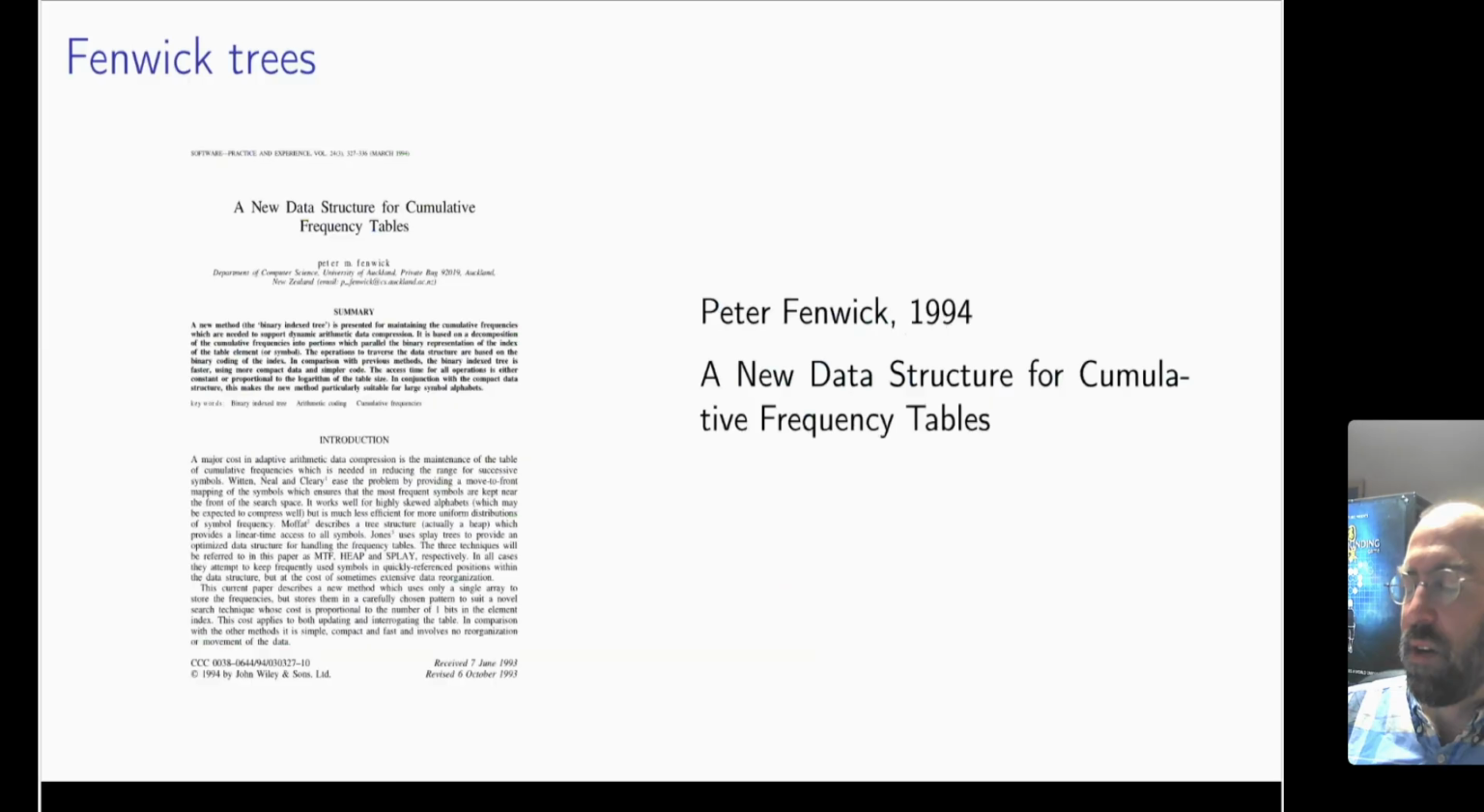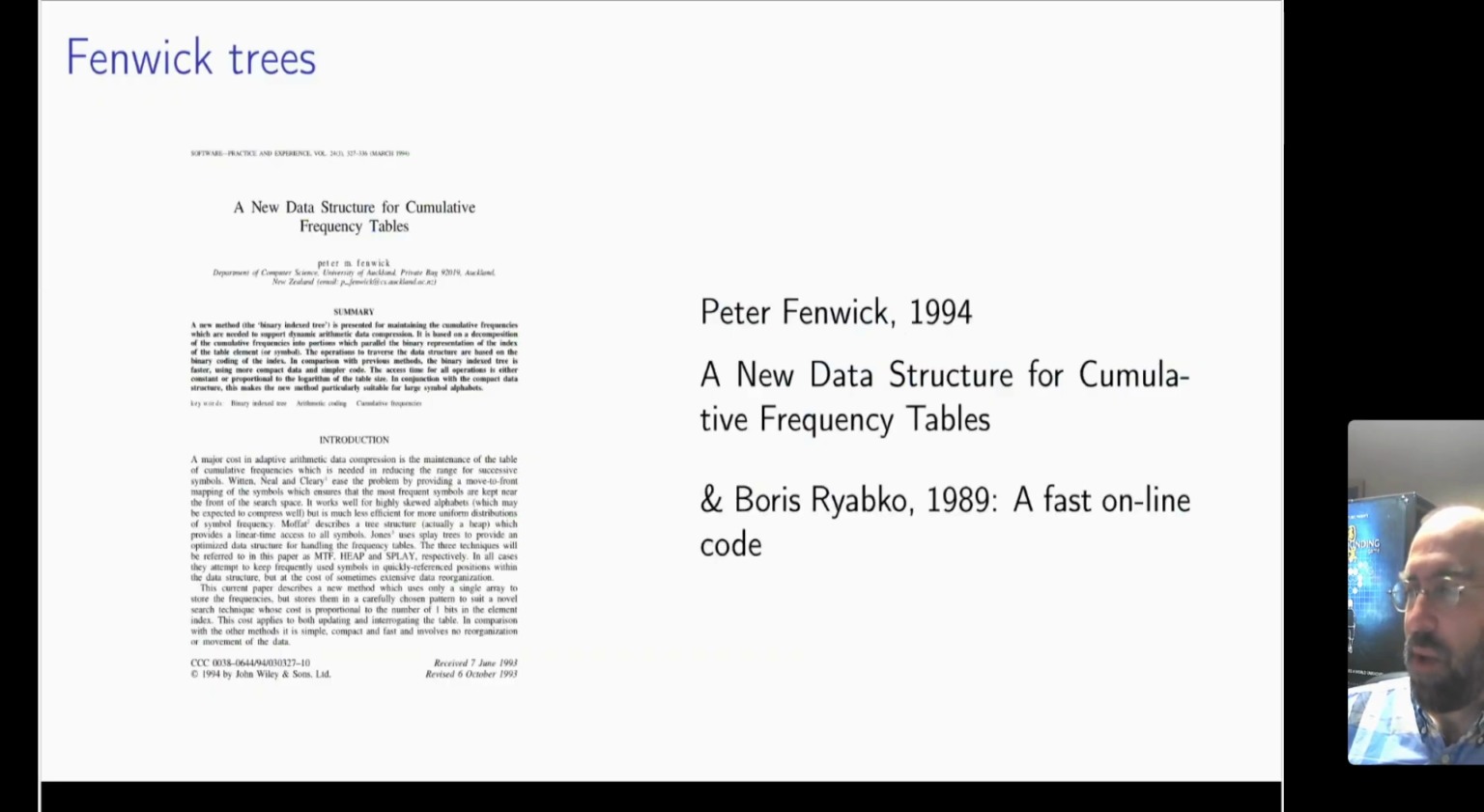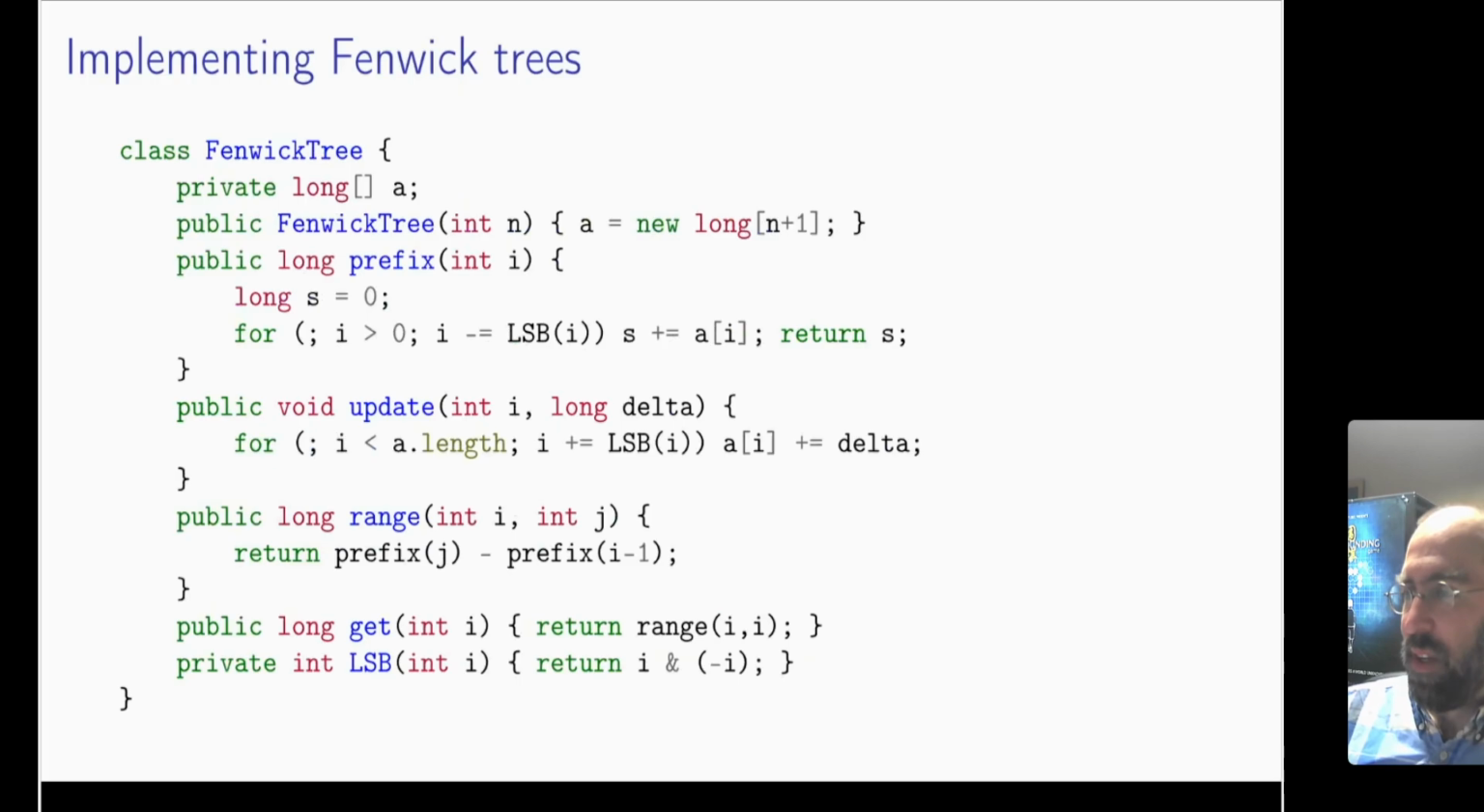This was doing arithmetic coding, where you're keeping track of frequencies of symbols that you've seen, and you need to be able to quickly query and see sort of cumulative frequencies for things. And apparently also there was a paper published in 1989 which had the same idea by Boris Ryabko, but I don't read Russian, so I don't know actually what's in that paper.